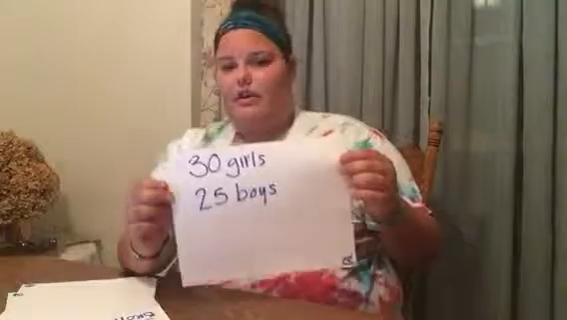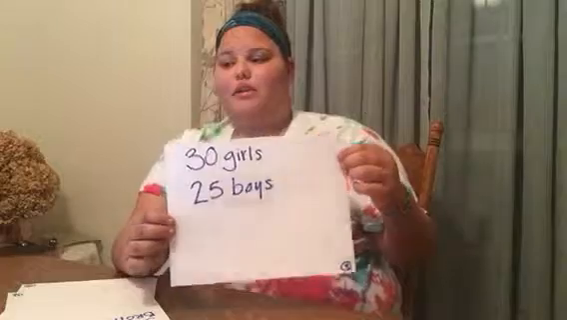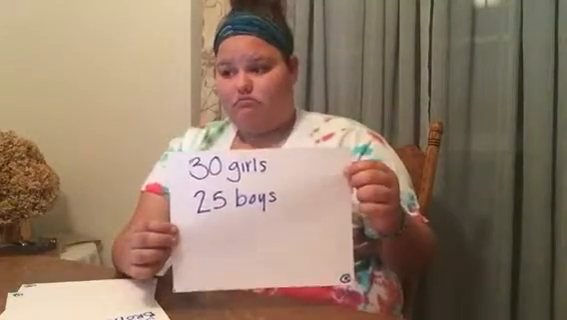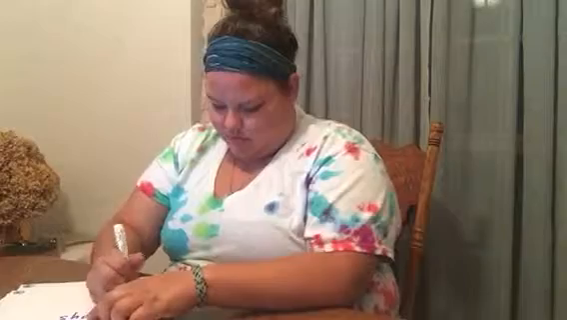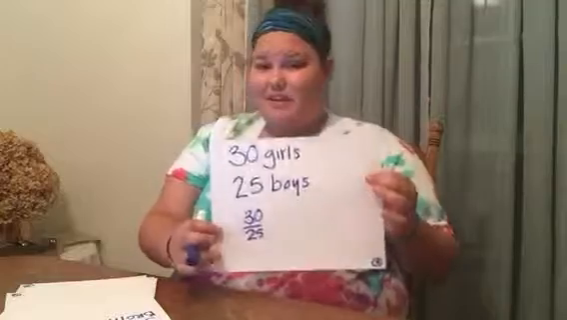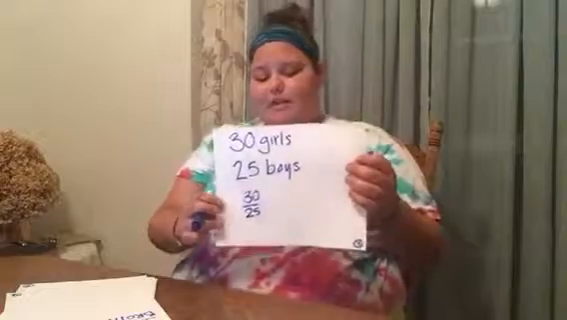Okay. So, if I told you that there were 30 girls to every 25 boys in the school, how many girls are there compared to the boys? Students would say 30 to 25. And so we could write this 30 over 25. So can we simplify this ratio? Yes. And what can we simplify this by? We can simplify this by the number 5, because 5 goes into both 30 and 25.